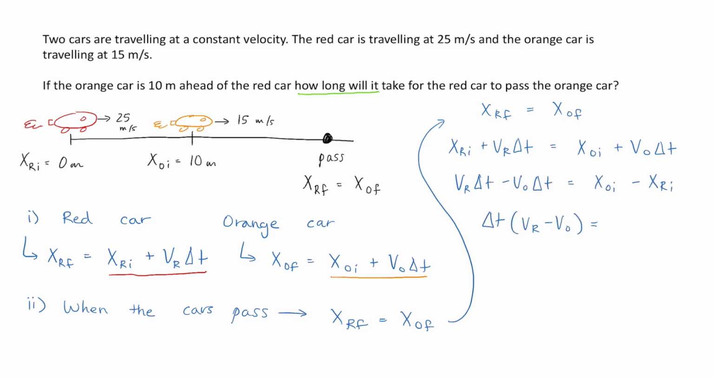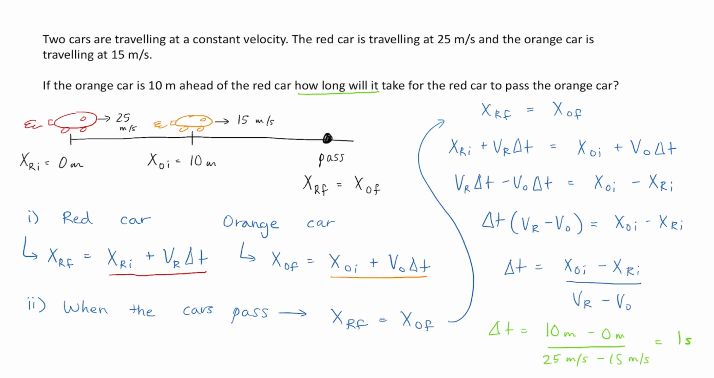So all we need to do is take our equation and rearrange for delta t. And once we're done that, we can plug in our values. And when we do the math, we can see that delta t is equal to 1 second. That means it would take the red car 1 second to pass the orange car. And so that's how you use the velocity equation to answer questions about objects moving with uniform motion.